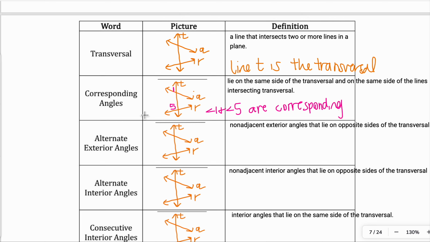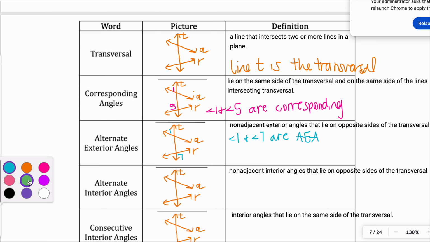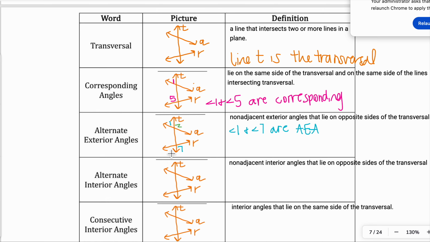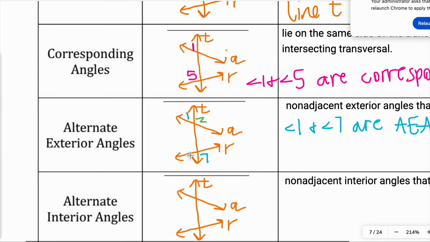Okay, alternate exterior angles. I'm going to name some different ones here. Angle 1 and angle 7 are A, E, A for alternate exterior. And I'm going to go ahead and label 2 and 8. So angle 2 and angle 8 are alternate exterior angles.